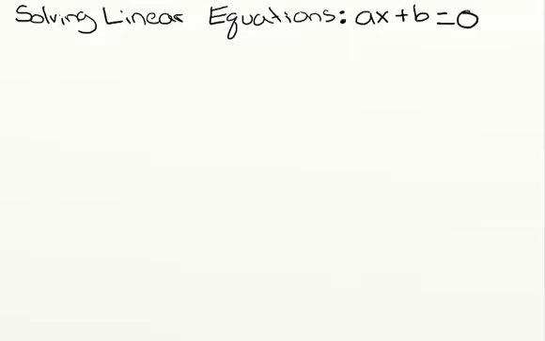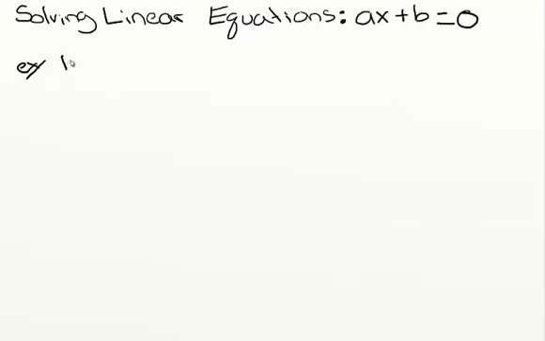This video is on solving linear equations. A linear equation is an equation that can be written in the form ax plus b equals 0, where a and b are real numbers and a is not equal to 0. The idea of solving a linear equation is to get the variable by itself on one side by performing opposite operations. So let's take a look at an example so we can understand what that means.